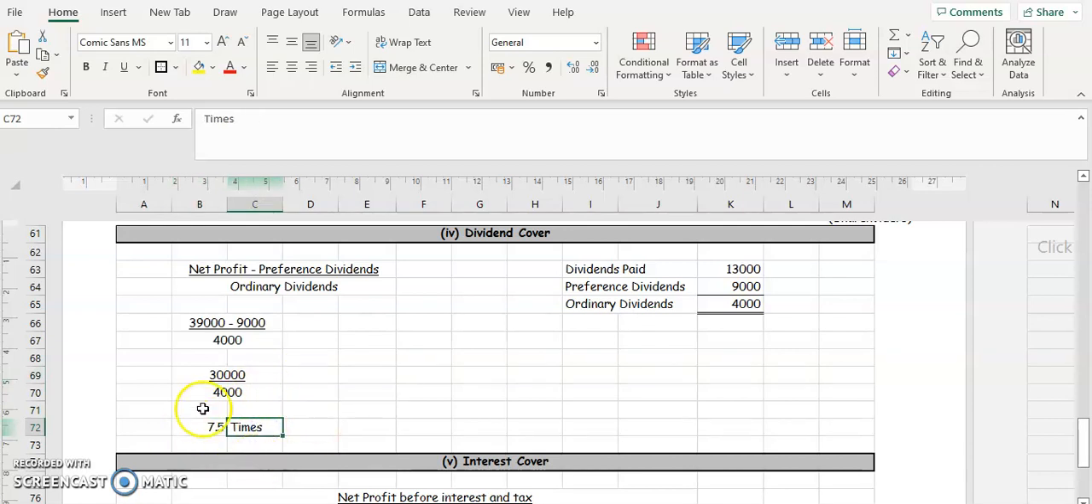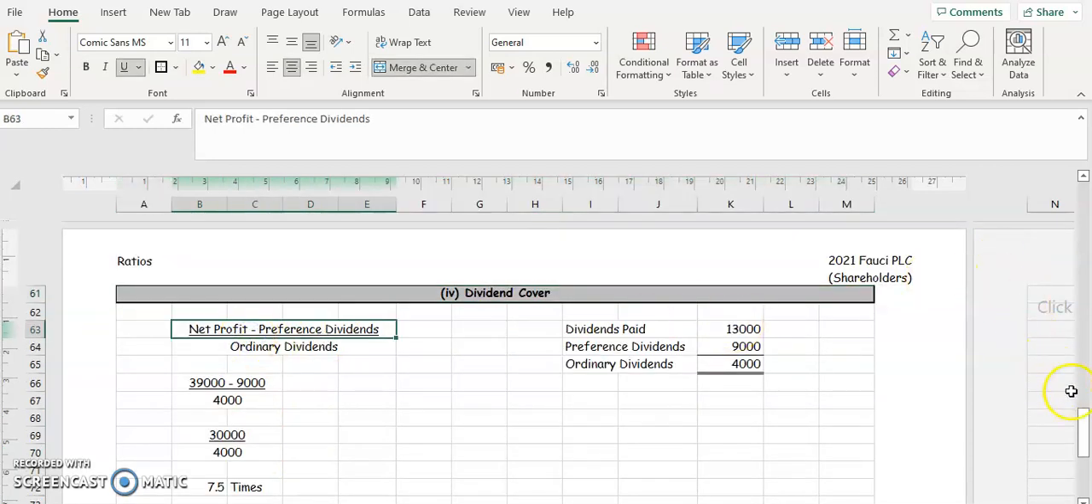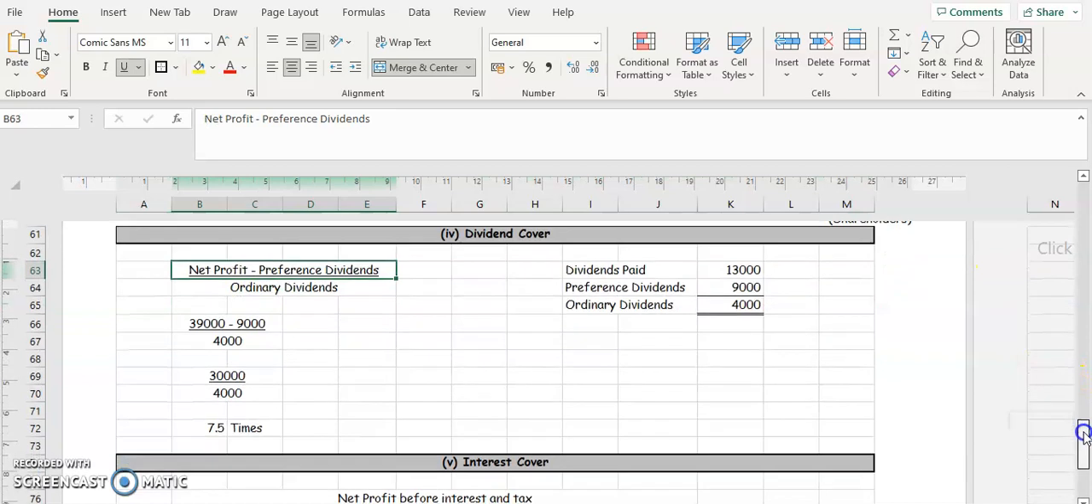Remember, these are really important. You have to write in times, percentages, euros, whatever it is. Your dividend cover is how many times we can cover the dividend, so we can cover it 7.5 times from this question. Remember, your dividend cover is your net profit minus your preference dividends divided by your ordinary dividends.